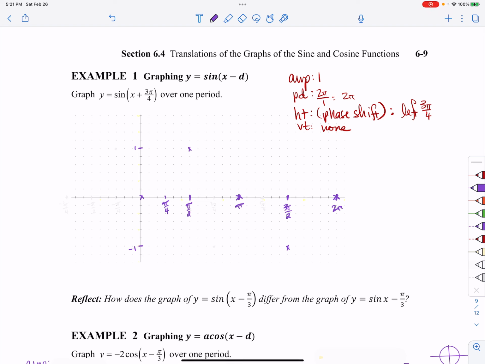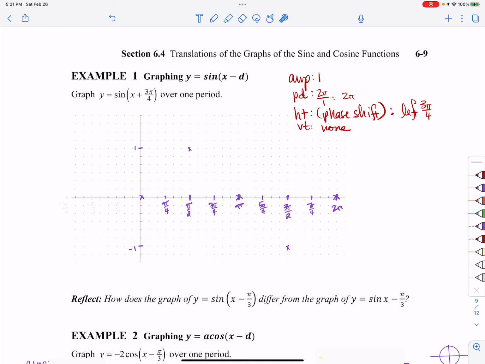And then I could just count. Every 3 blocks is another pi over 4. So you've got 1 pi over 4, 2 pi over 4, 3 pi over 4, 4 pi over 4 is pi, 5 pi over 4, 6 pi over 4 is 3 pi over 2, 7 pi over 4, and 8 pi over 4 is 2 pi. So then it's easy to answer the question, how many blocks is 3 pi over 4? Because of the way that I've drawn it, 9 blocks represents 3 pi over 4.